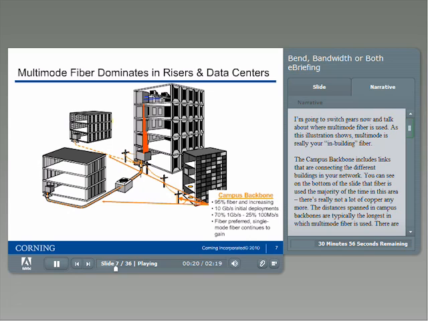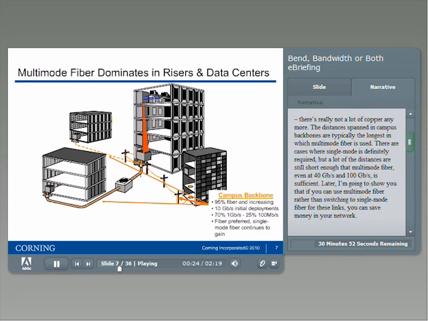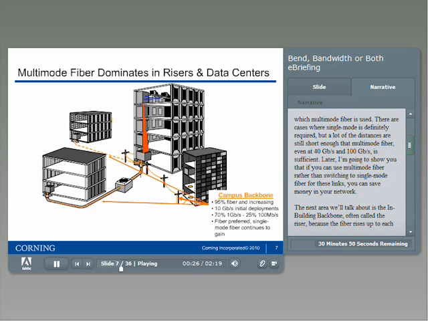The distances spanned in campus backbones are typically the longest in which multimode fiber is used. There are cases where single mode is definitely required, but a lot of the distances are still short enough that multimode fiber, even at 40 gigabit per second and 100 gigabit per second, is sufficient. Later, I'm going to show you that if you can use multimode fiber rather than switching to single mode fiber for these links, you can save money in your network.